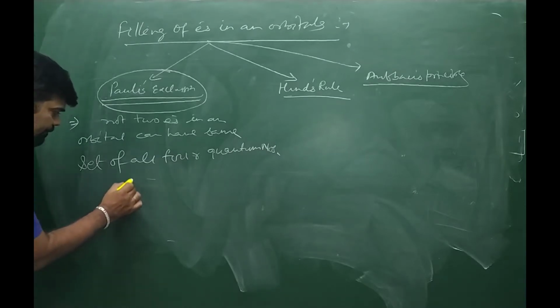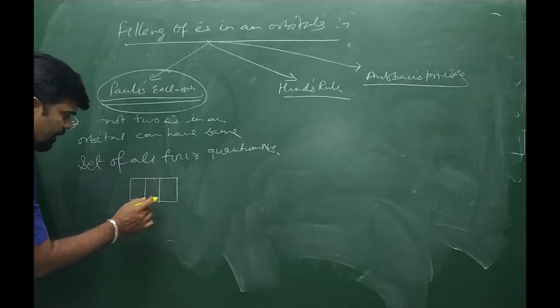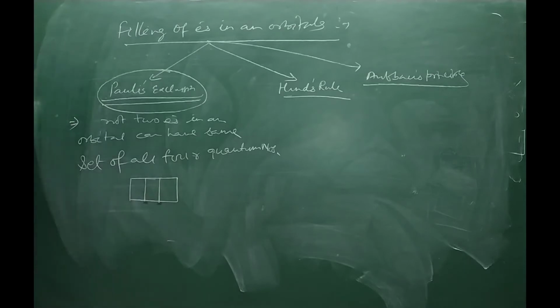For example, suppose we have p orbitals. So the p subshell has three different orbitals. In one orbital, if one electron is kept, another electron must be kept in the anti-clockwise direction. So the third electron, how can it be placed? Either clockwise or counterclockwise. Clockwise is not possible, anti-clockwise is not possible. So in one orbital, a maximum of two electrons can be accommodated.